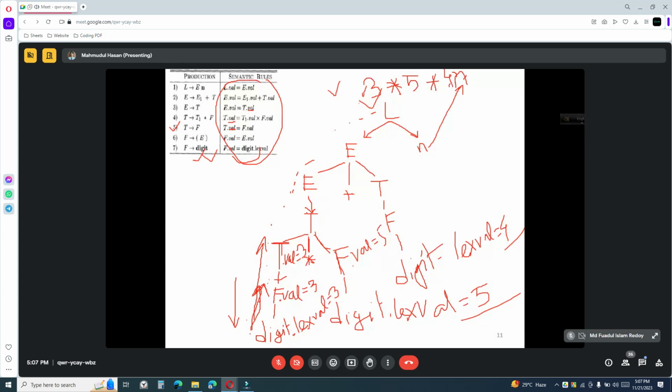Okay, so now this part done, this part done. So think about this one, T. So the attribute of T is T value. And again, what is the production rule? T to T into F, that is T to T into F.